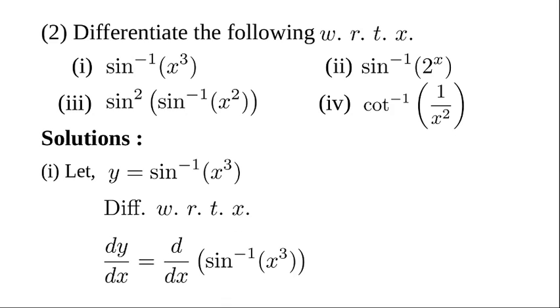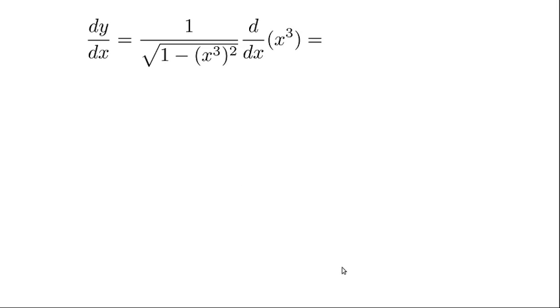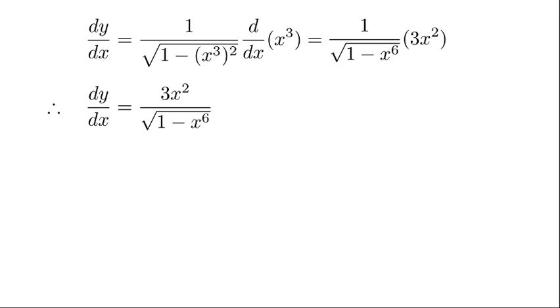Let us treat x cube as x. Therefore it becomes d by dx of sin inverse of x. Derivative of sin inverse of x is 1 upon root of 1 minus x square. Therefore it becomes 1 upon root of 1 minus x cube whole square into derivative of x cube. So derivative of x cube is 3x square. Therefore dy by dx equal to 3x square upon root of 1 minus x raised to 6.